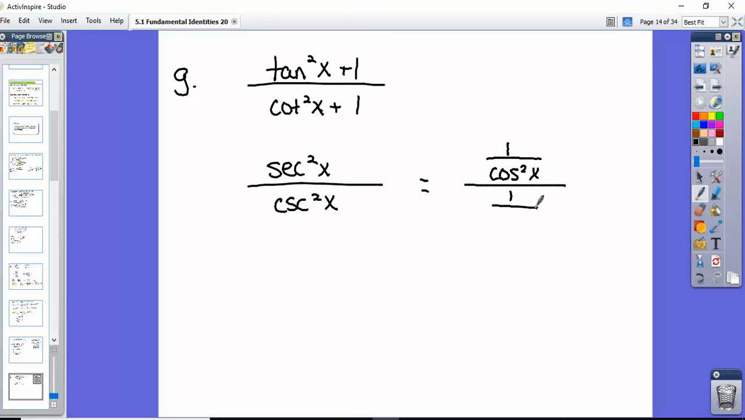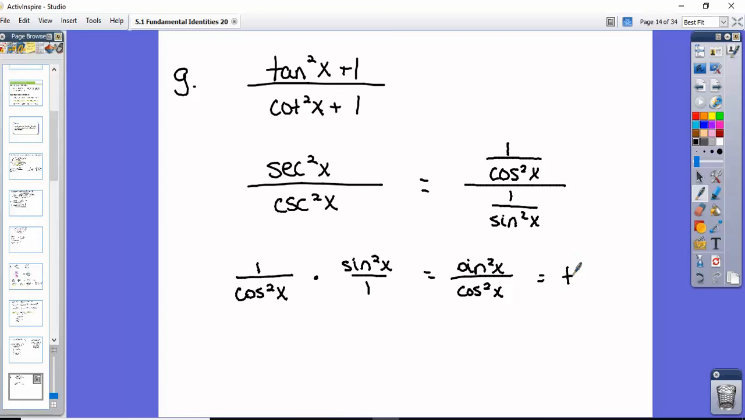Secant is the reciprocal of cosine. Cosecant is the reciprocal of sine. To divide fractions, we flip and multiply. If you do that, you just get sine squared over cosine squared, which is tangent squared x.